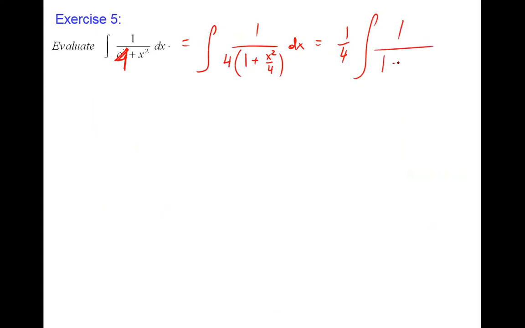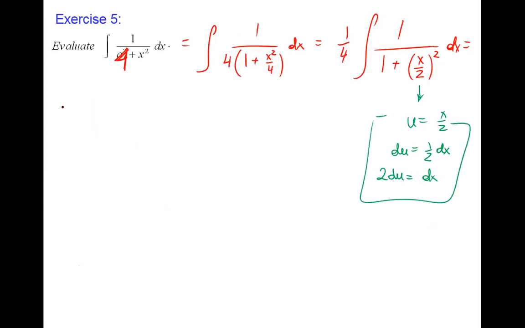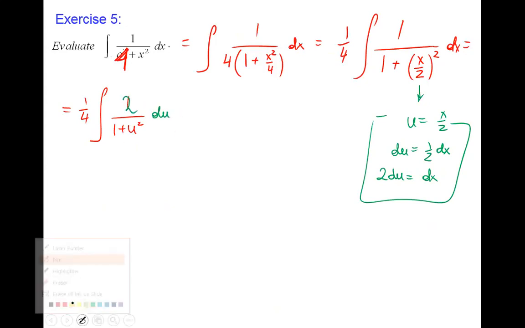And then I have 1 plus, and the similar thing, I have to see the whole quantity squared. Having x squared over 4, what quantity inside shall I put in order to have squared outside? It's 1/2 x, x over 2. Excellent. Now, the same thing: I will let u be that inner function. du is 1/2 dx, so 2 du is dx. Let's replace. We have 1/4 times 1 over 1 plus u squared, and we have 2 du as dx.